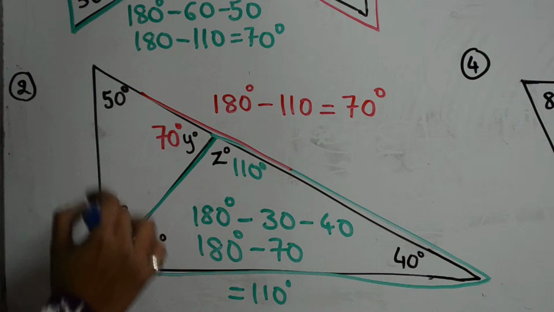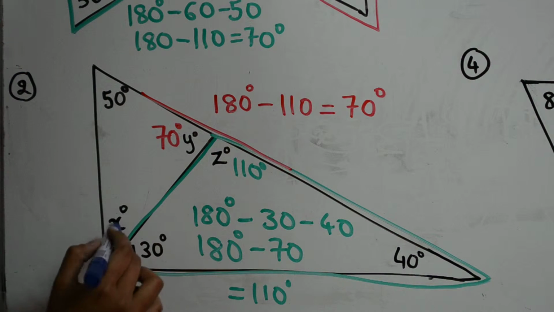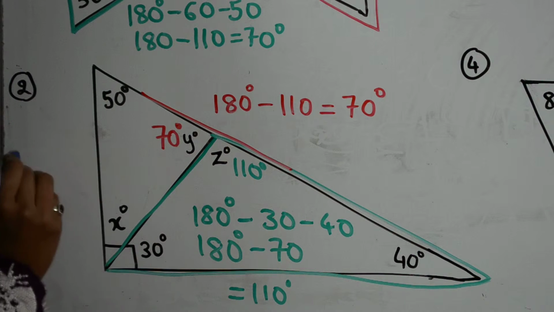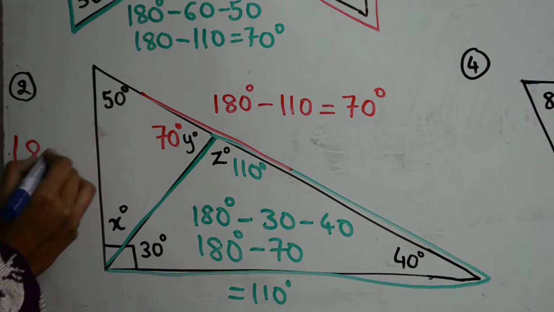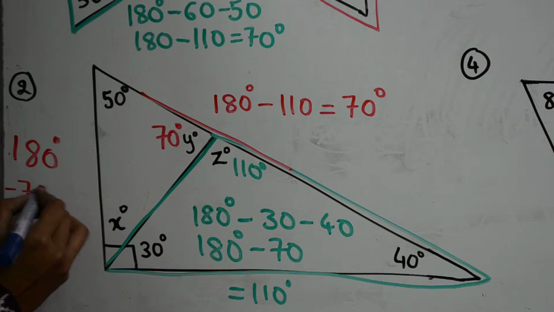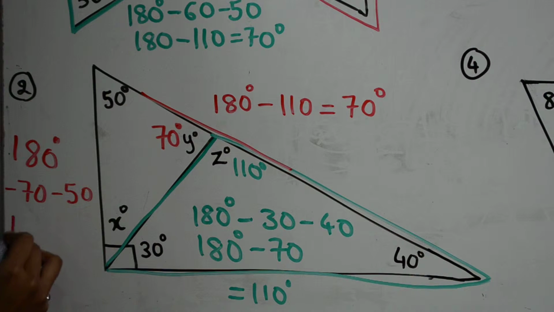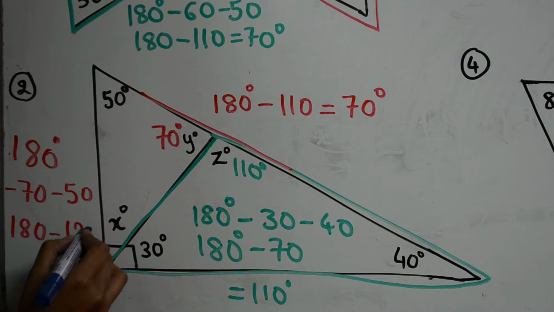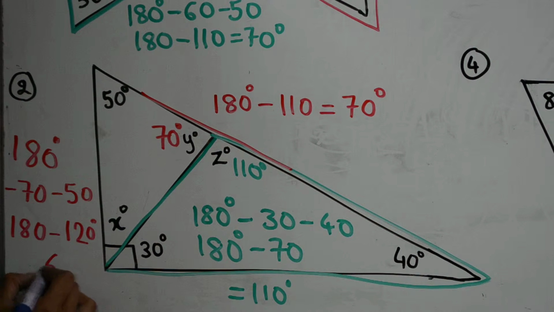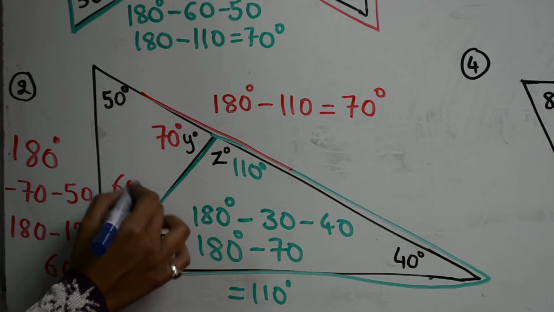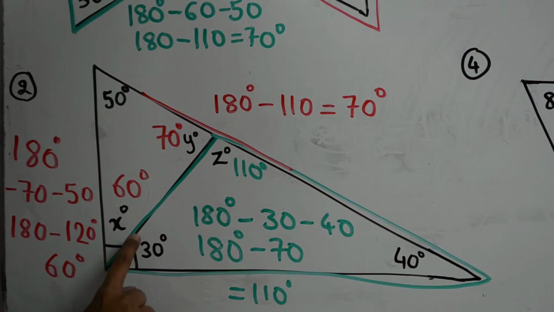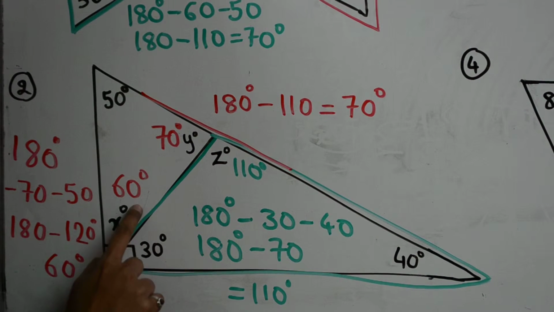Now in this triangle, I have 50, 70, and the third one is missing. So I'll be taking 180 minus 70 minus 50. So I have 180 minus 120. I have 60. That's this one. You can also do it in a different way because it is a right triangle. So this is 30 and this is 60. So you can also find it in that way.